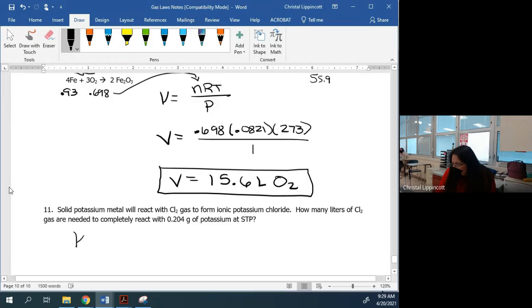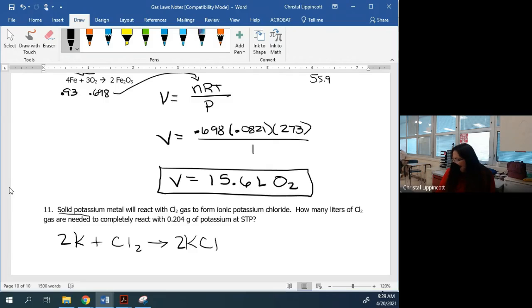All right, so we got potassium reacting with chlorine gas. They're going to form potassium chloride, so we need to balance this. Okay, and we're starting out with 0.204 grams of potassium here. That was solid potassium, so since it's solid potassium, we can't use Avogadro's principle. We've got to take these grams, convert them into moles, and then stick that into the PV equals nRT formula.